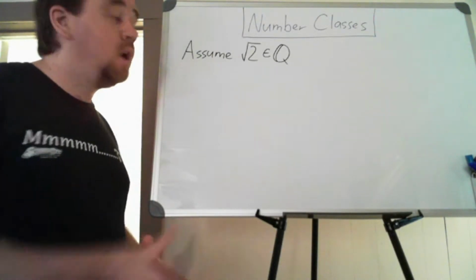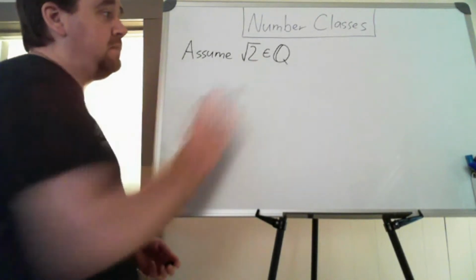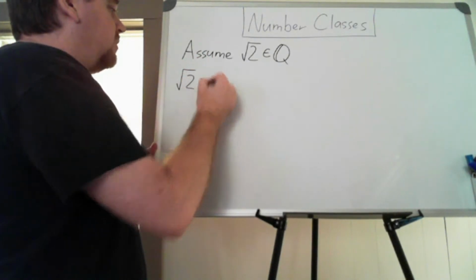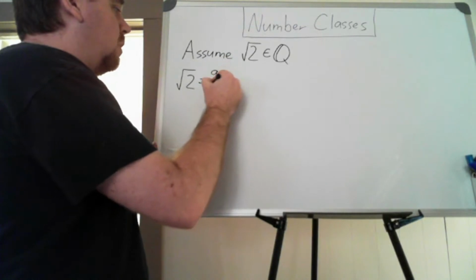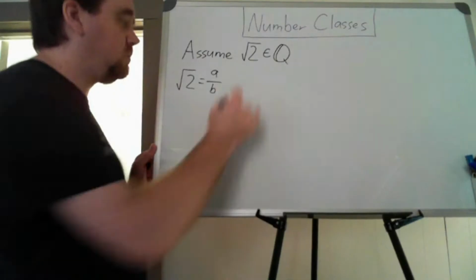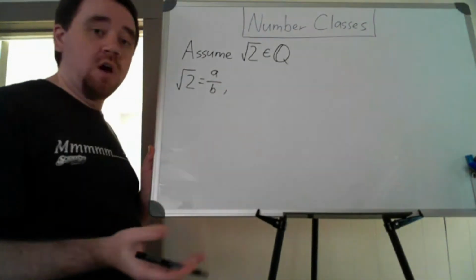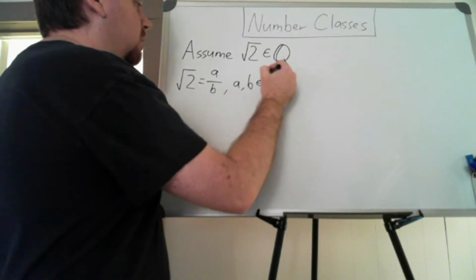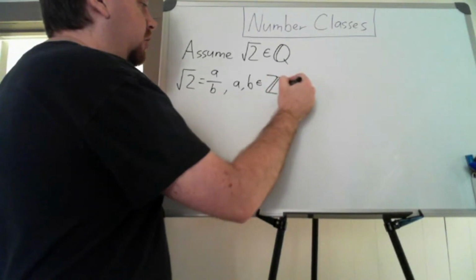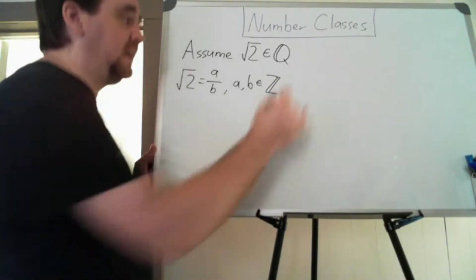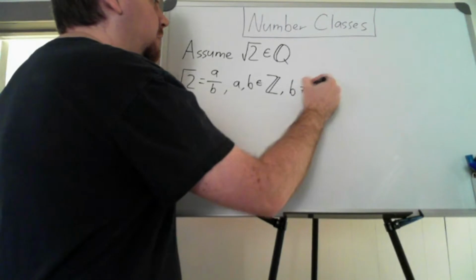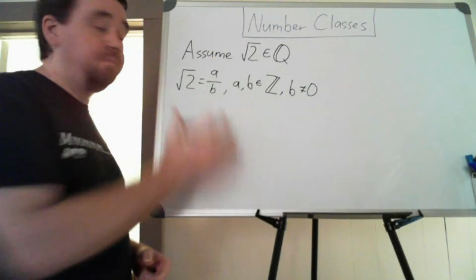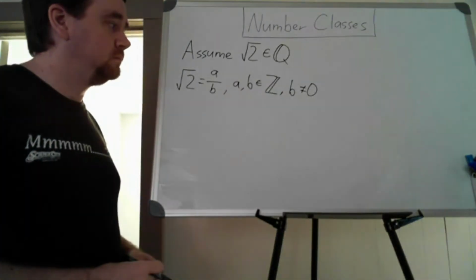Well, the next step is to say, what does it mean to be a rational number? It means that I can say this fact right here. The square root of 2 must equal a over b. And remember, there's a restriction on a and b, where a and b are both elements of the integers, and more importantly, b can't be equal to 0. Okay? So I know a and b are integer numbers, and b is not 0.